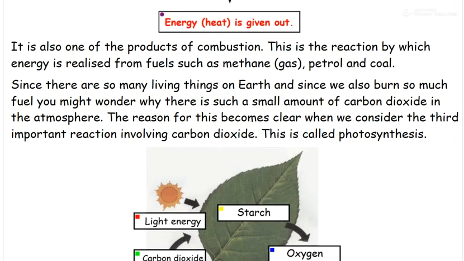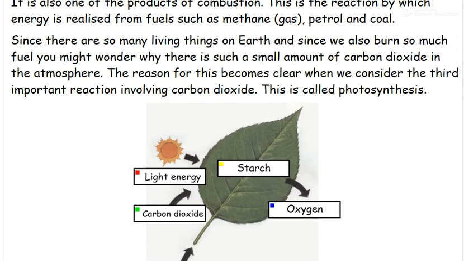Since there are so many living things on Earth, and since we also burn so much fuel, you might wonder why there is such a small amount of carbon dioxide in the atmosphere. The reason for this becomes clear when we consider the third important reaction involving carbon dioxide. This is called photosynthesis.